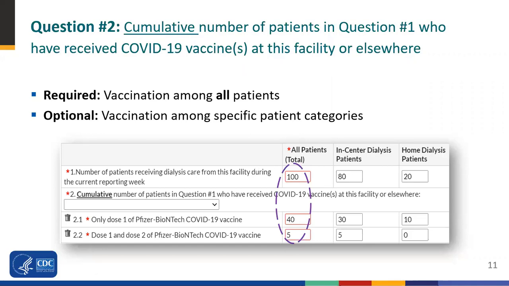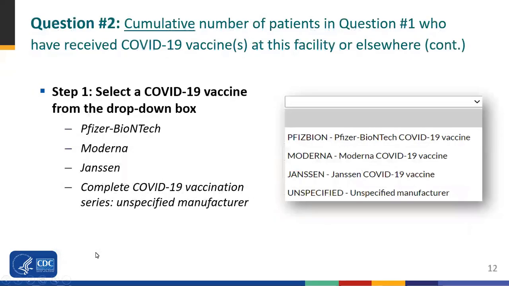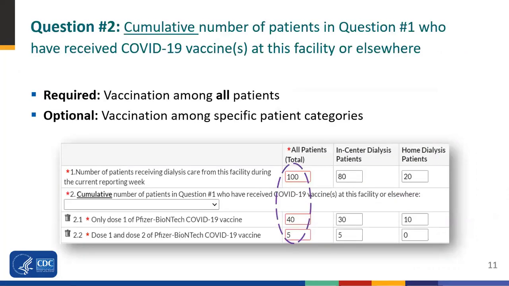In this example, you will see that out of 100 patients receiving dialysis care, 40 have received 1 dose of the Pfizer COVID-19 vaccine, and 5 have received both the first and second doses of the Pfizer vaccine. For question 2, facilities also have the option to report COVID-19 vaccination data on patients based on whether they received dialysis care in the dialysis center or through home dialysis services.